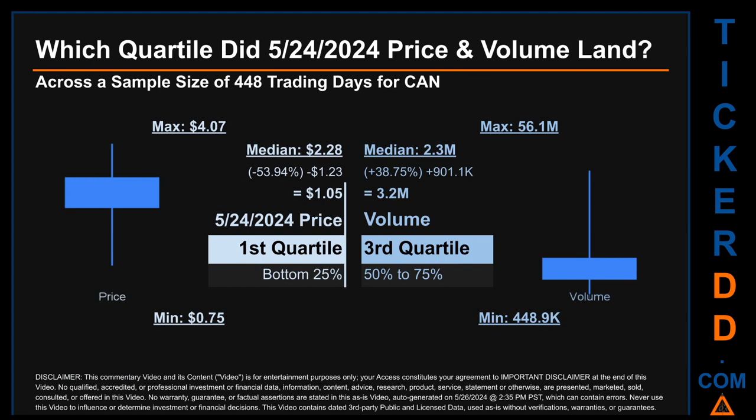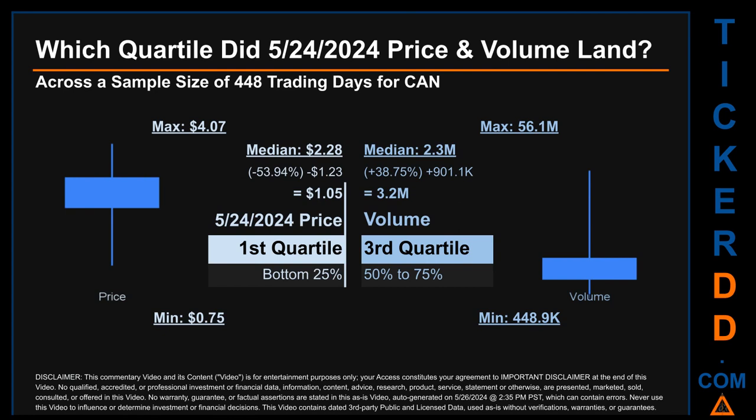Which quartile did May 24, 2024 price and volume land? Across a sample size of 448 trading days, the maximum end-of-day price for CAN was $4.07 while the minimum was 75 cents. Within that price range, May 24, 2024 price, of $1.05, landed within the first quartile, meaning it was within the bottom 25% of all sampled end-of-day prices.